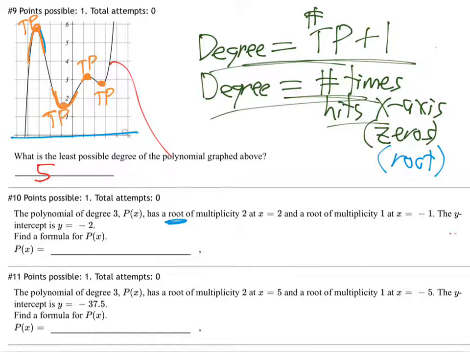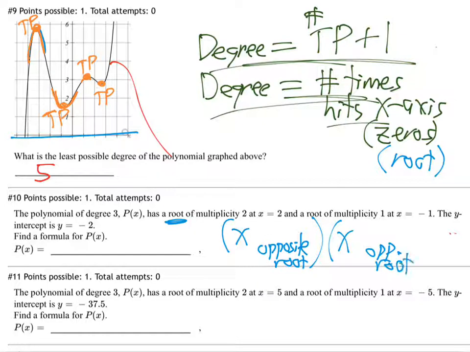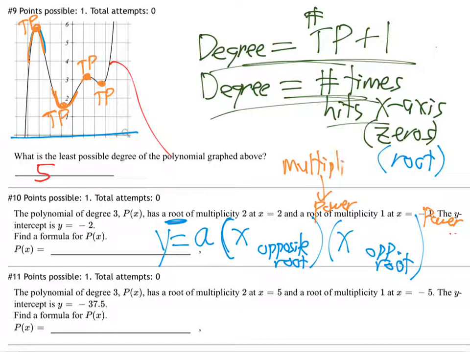And when they give you roots, you go x, and then the opposite of the root, and then x, the opposite of the root, etc. So it's parentheses, and it's going to be y equals some number in the front, call it a. Remember how we did some of that last time, where you have to find the number in the front, call it a? So we have some number in the front, a, and then x, opposite of the root, x, opposite of the root. And then the power. There's going to be a power here and a power here. And the power is the multiplicity. Multiplicity.